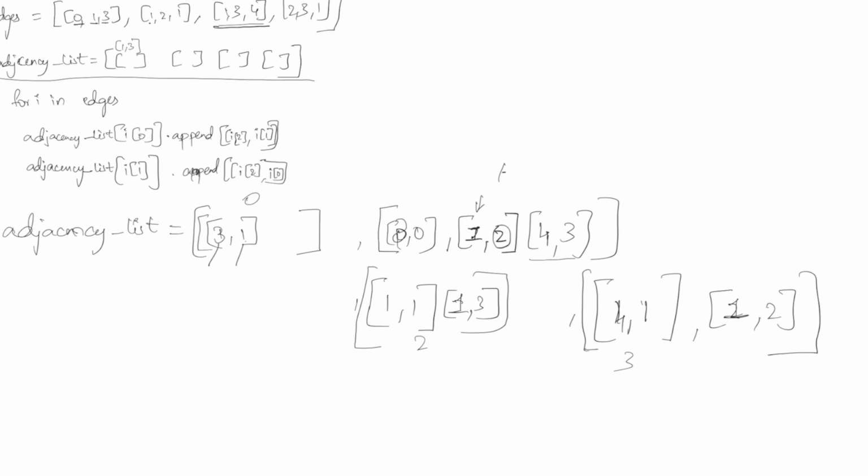0 can go to 1, and 1 can go to 0. So 1 can go to 0, 0 can go to 1, 1 can go to 0, and 1 can go to 2, 2 can go to 1, 1 can go to 2, and 2 can go to 1.